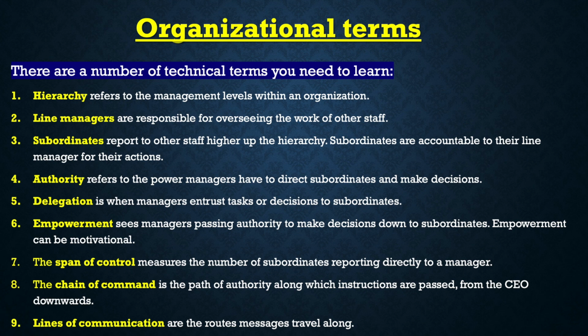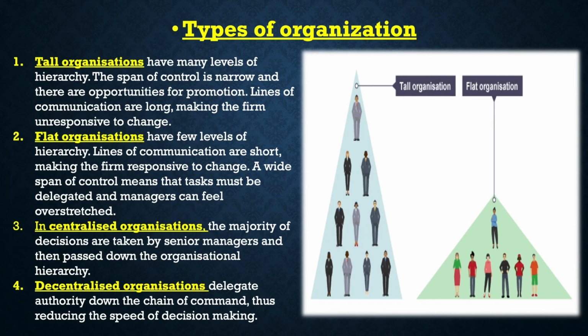The chain of command is the path of authority along which instructions are passed, from the CEO downwards. Lines of communications are the routes messages travel along. Types of organizations. Tall organizations have many levels of hierarchy. The span of control is narrow, and there are opportunities for promotion. Lines of communications are long, making the firm unresponsive to change.